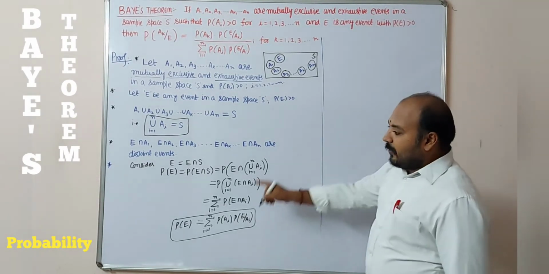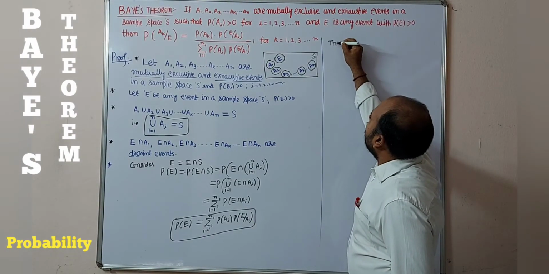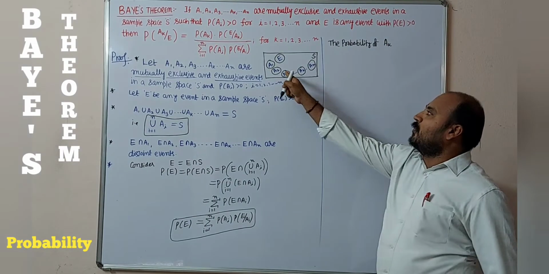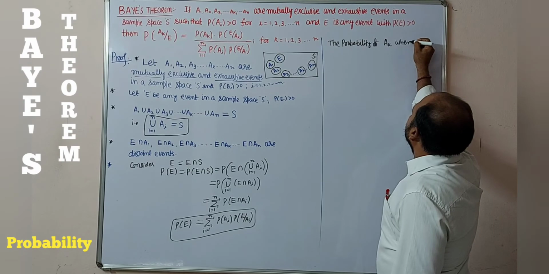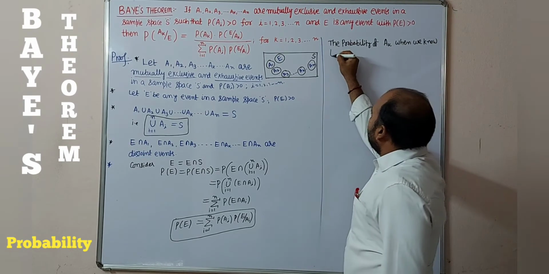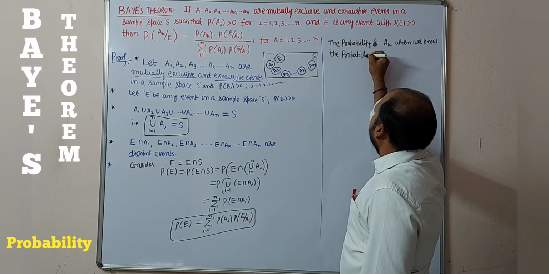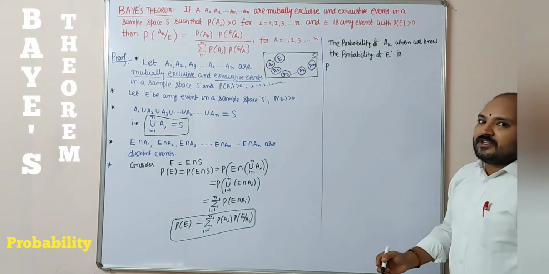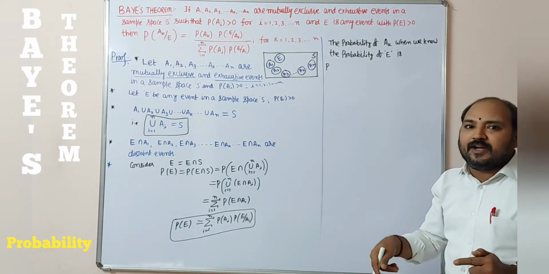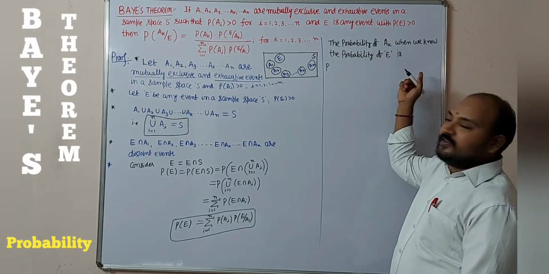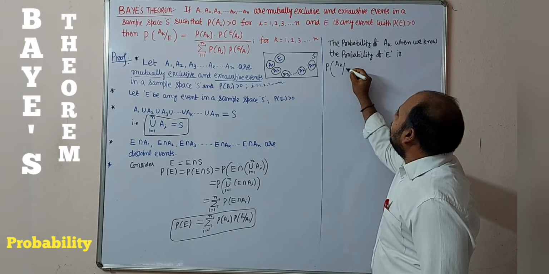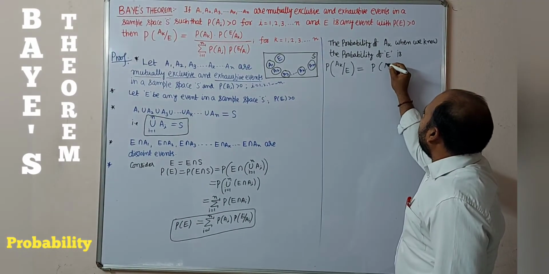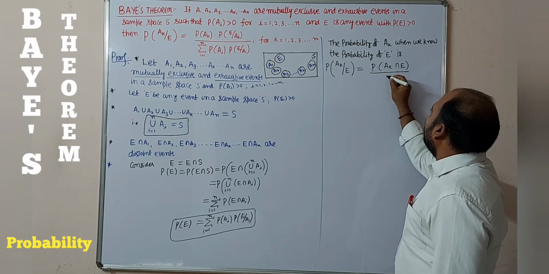See here, the probability of the kth event, when we know the probability of E. From the conditional probability definition, the probability of A when we know B means P of A given B. Similarly, the probability of AK when we know E can be written as P of AK given E, which is equal to, again by definition of conditional probability, P of AK intersection E divided by P of E.